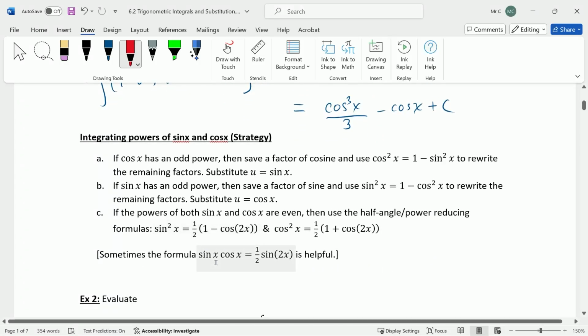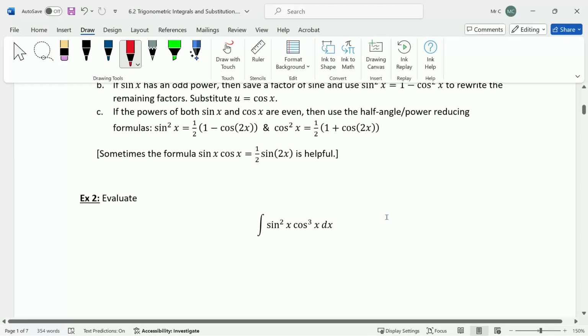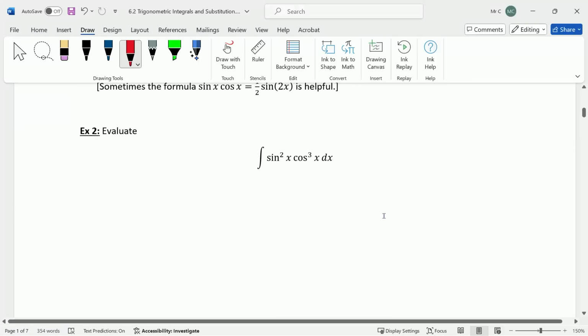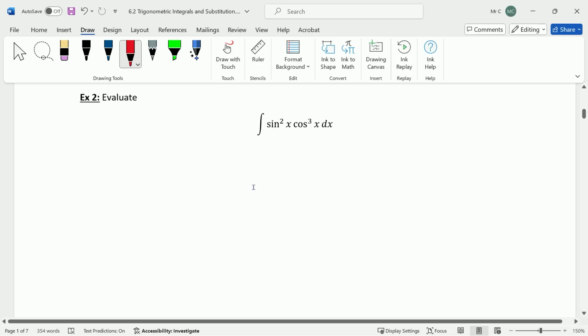Also, sometimes sine of x times cosine of x equals 1/2 sine of 2x, which is just a rewriting of the double angle formula for sine, can be a helpful identity if you just have that single power of sine and cosine. Okay, so let's take a look at one more example here before we move on. I guess we'll do 2 more examples before the next topic.